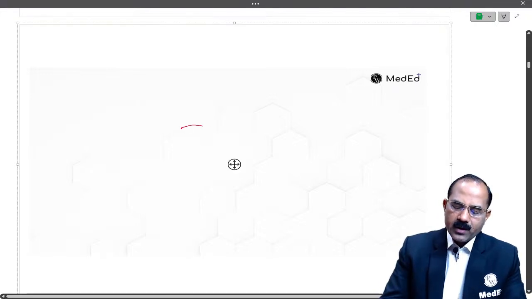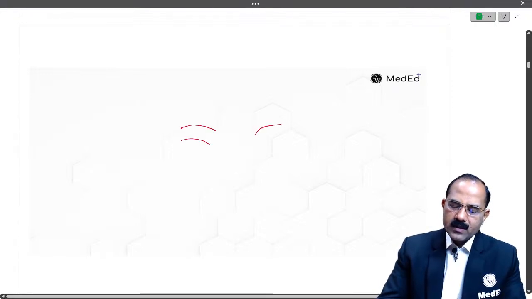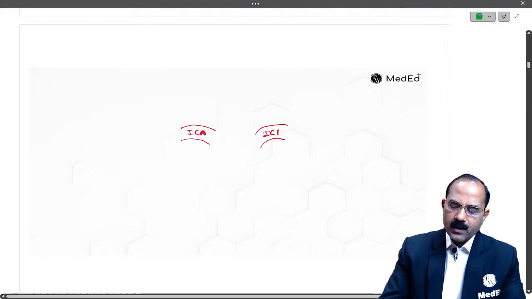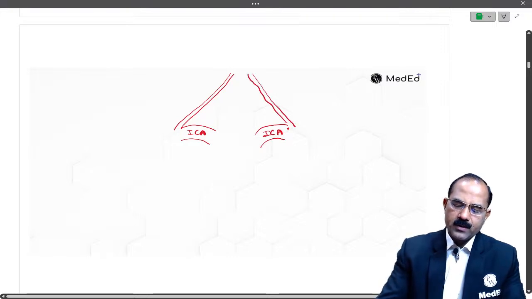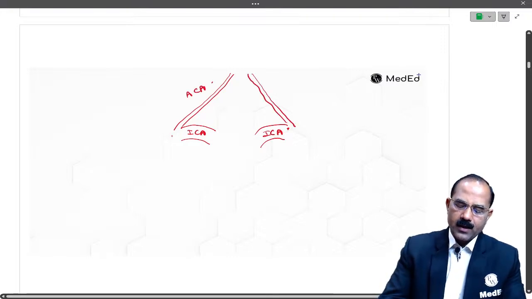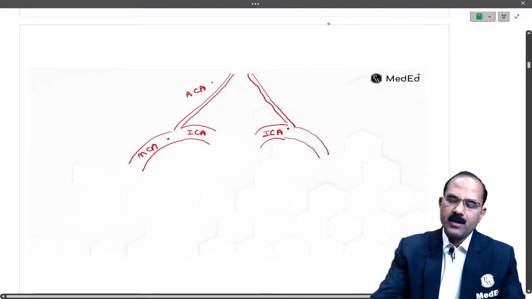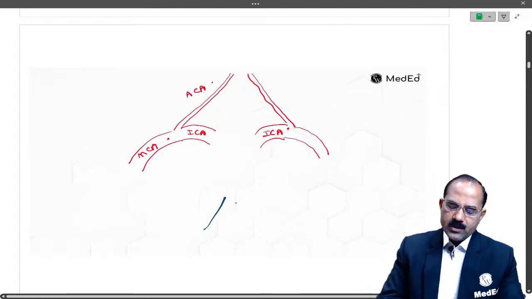Now you tell me, what am I drawing for you? This is the internal carotid artery, which gives two terminal branches. This is a smaller branch, known as the anterior cerebral artery. And the continuation of internal carotid artery is the middle cerebral artery. Continuation of internal carotid kya hota hai? Middle cerebral artery. Fine.